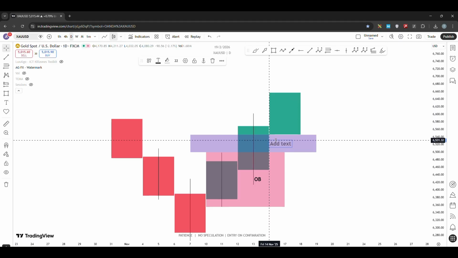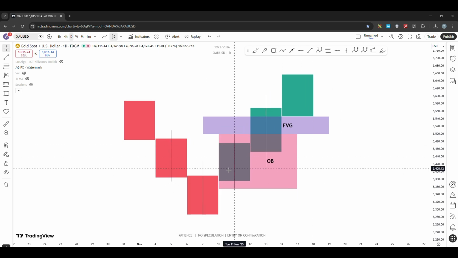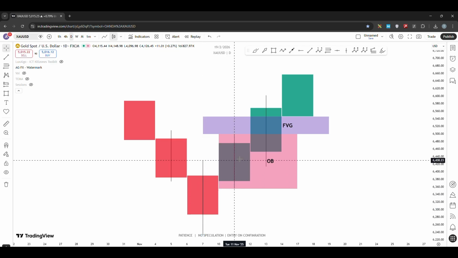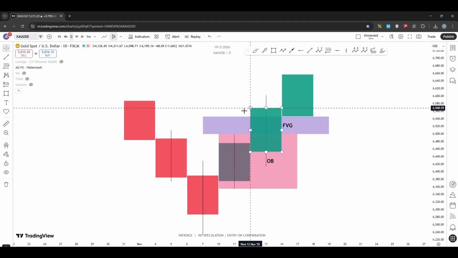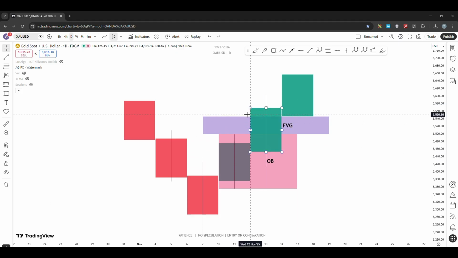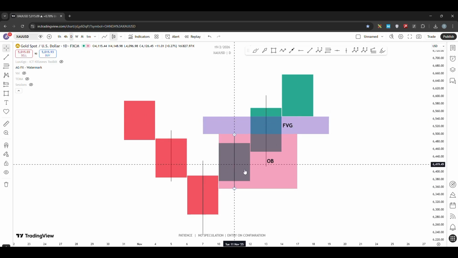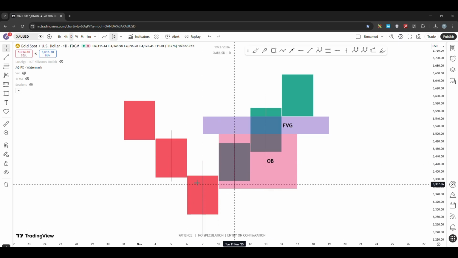This is very important. If the last selling candle does not have a fair value gap with it, this is not going to be an order block. But if the next candle has a fair value gap with it, this will be an order block. So whenever you see a fair value gap, the adjacent candle with it will become an order block if below that there is no fair value gap.